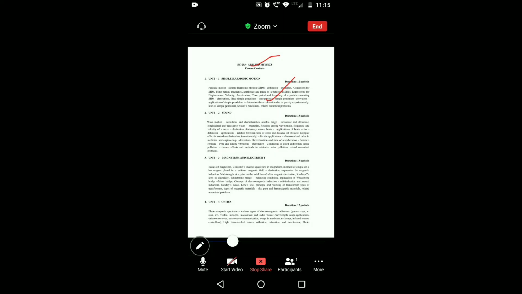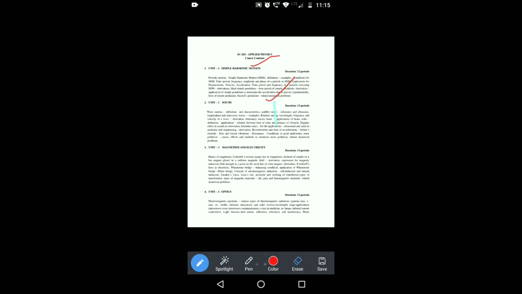Now see once. The first unit is simple harmonic motion. Second unit is sound. Third unit is magnetism and electricity. Fourth unit is optics. Fifth unit is modern physics. And sixth unit is semiconductor physics. In total you have 6 units. Now I am going to explain the first unit, simple harmonic motion.